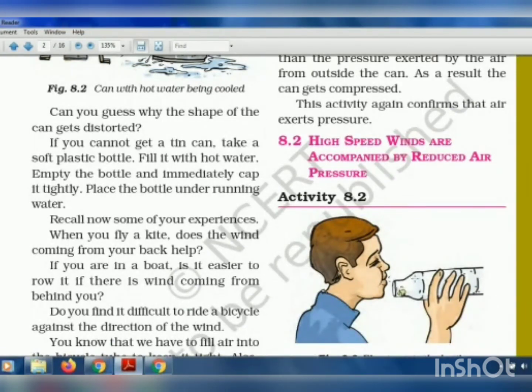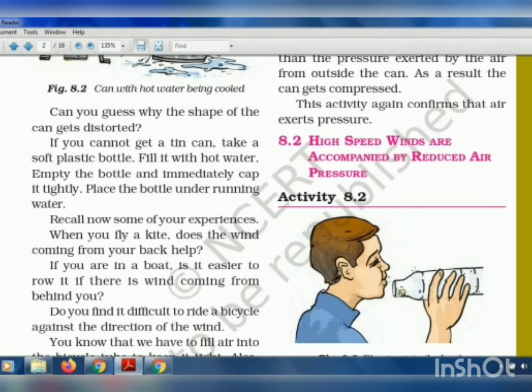The topic that we just finished is that air exerts pressure. We saw how air exerts pressure with the activity of a can which had hot water, and when we poured cold water on it, what happened? The air inside became less, and because of that, air pressure was less, and air outside the can had more pressure, so the can squeezed.